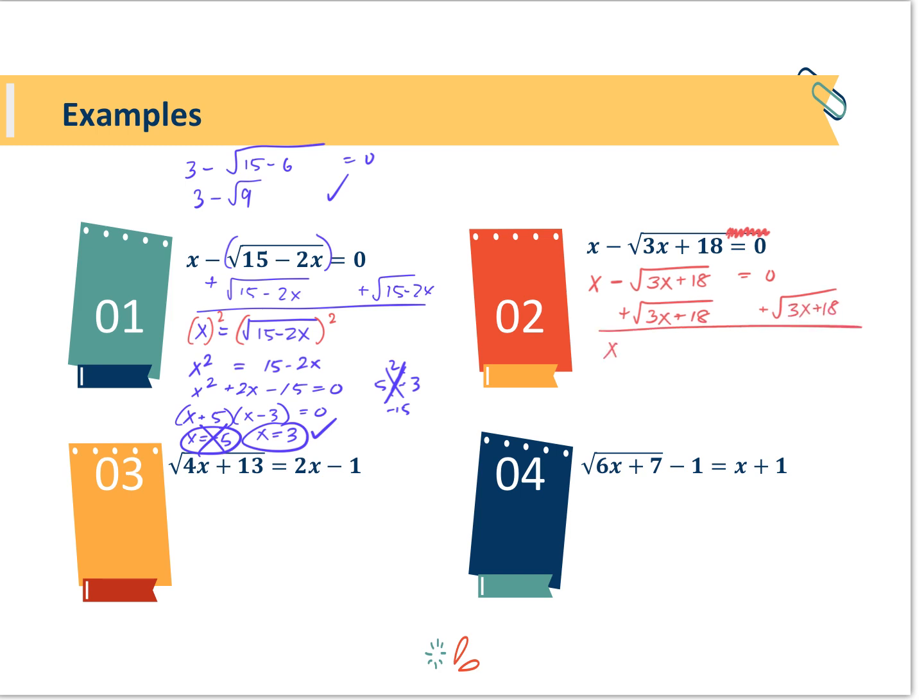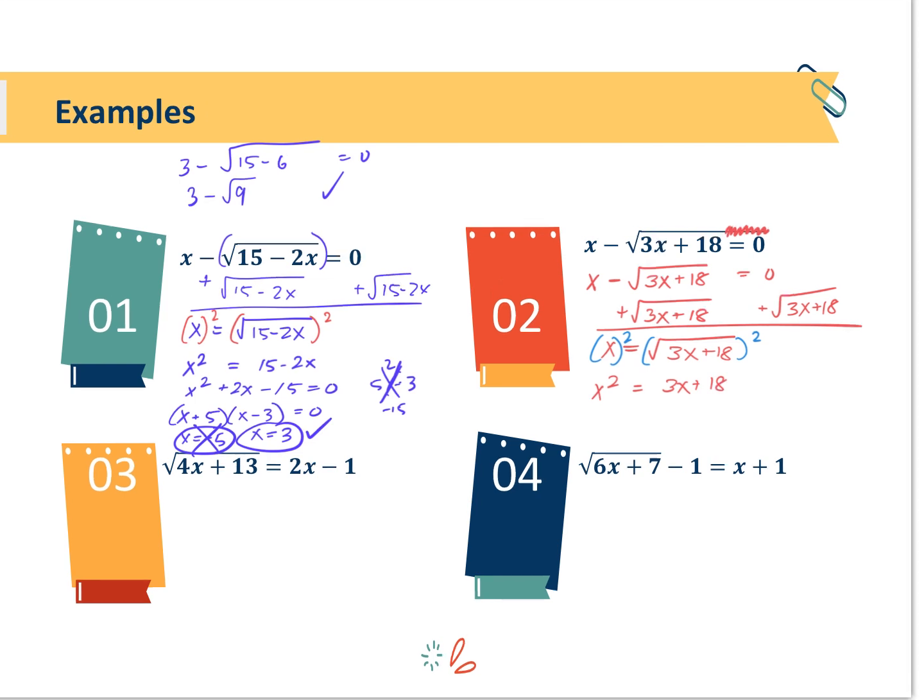And so that's going to give me x equals the square root of 3x plus 18. Once again, we're in this predicament. What do we do? Well, if we square this, we get rid of the radical, so we square both sides. So we've got x squared equals 3x plus 18. And again, we have a quadratic situation here.